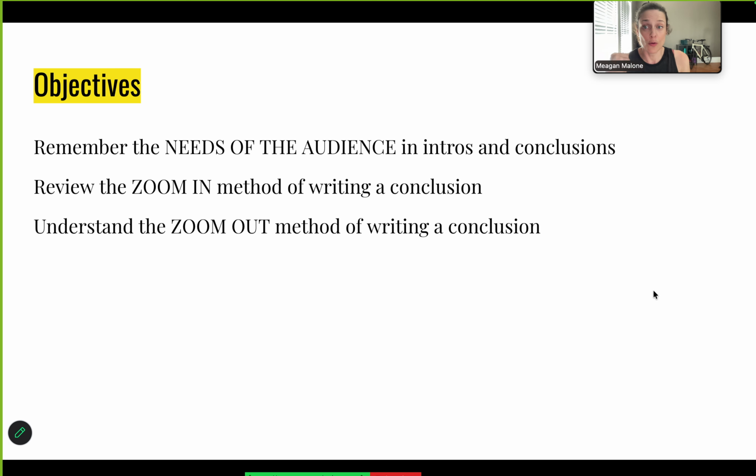So we're also going to look back at what the zoom in method of writing an introduction is. You can tell that I'm getting a little loosey-goosey at the end of the summer. I'm kind of losing steam, as I'm sure you all are. And then we're going to understand the zoom out method of writing a conclusion.